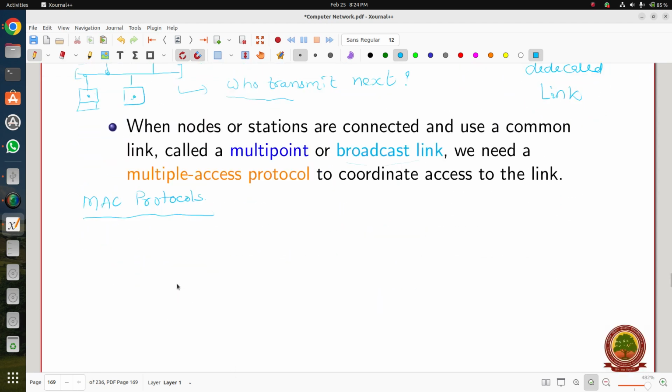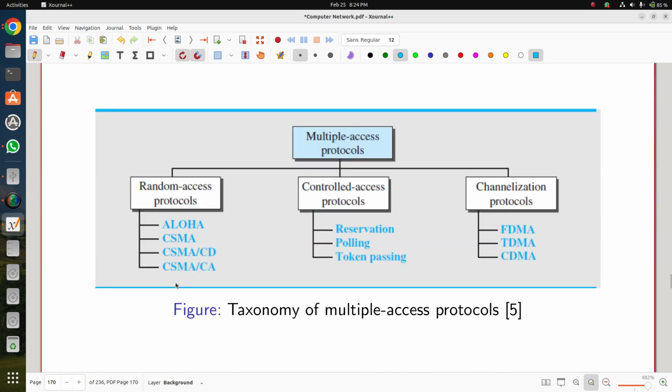Okay, so let's move ahead. Now there are a variety of protocols. A number of protocols have been proposed in the literature, and many have actually been implemented over different network technologies. So let's talk about a classification of these protocols. We can classify these protocols like this. One category is random access protocol, the second category is controlled access protocol, and the third is channelization protocol.